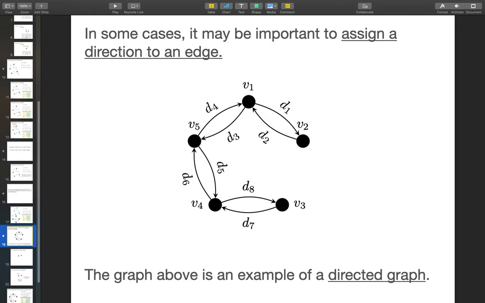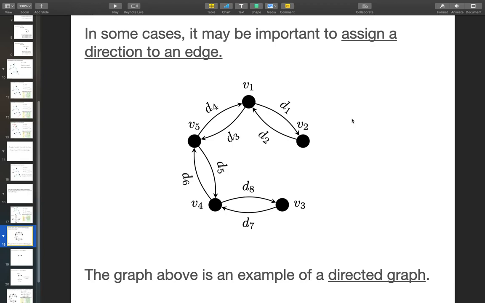In some cases, it may be important to assign a direction to an edge. So, ano ba mga example nitong cases na kailangan mong lagyan ng direction ng isang edge? We usually use this to represent computer networks. No? Yung case, for example, na meron ka lang one-way communication. For example, pwede kang magpadala pero hindi ka pwedeng makareceive, or baliktad. Pwede kang mag-receive pero hindi ka pwedeng magpadala.